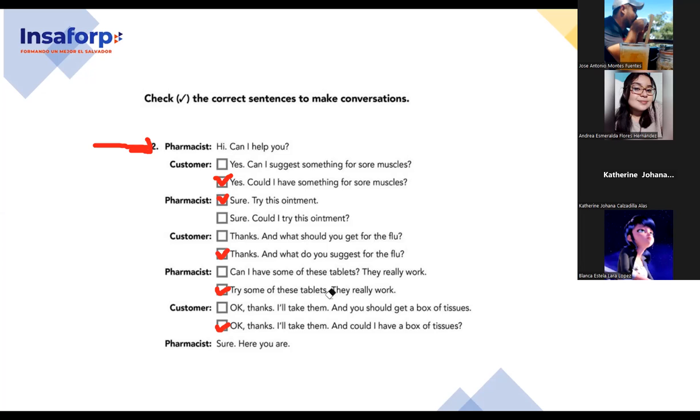Here we have tablets. Tablets. Try some of these tablets, okay?